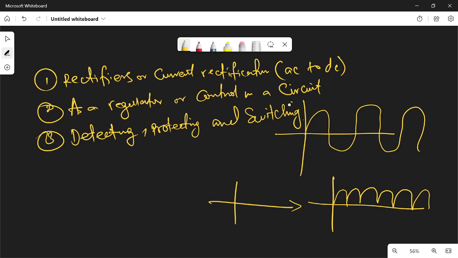So do you get this now? These are some of the uses of the junction diode, or let me just say semiconductor diodes. For this particular one, as a regulator or control in the circuit, we use the Zener diode. The Zener diode will help you control the amount of current that should enter a particular circuit.